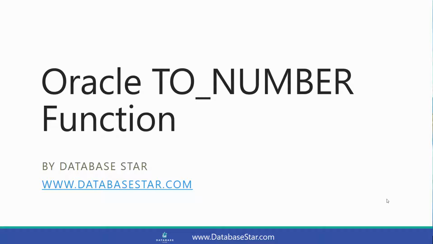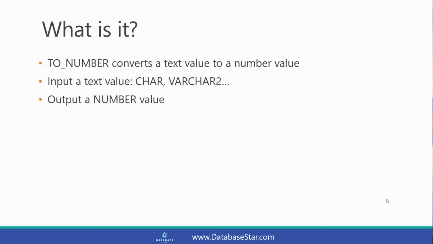The Oracle TO_NUMBER function. TO_NUMBER is a function that converts a text value to a number value. You input a text value, which can be of type CHAR, VARCHAR2, and many others, and the output you get is a number value.